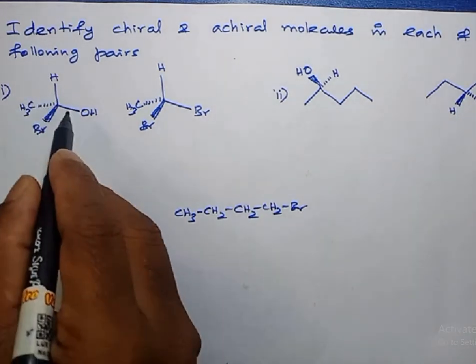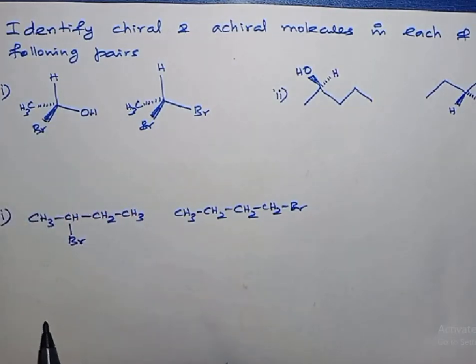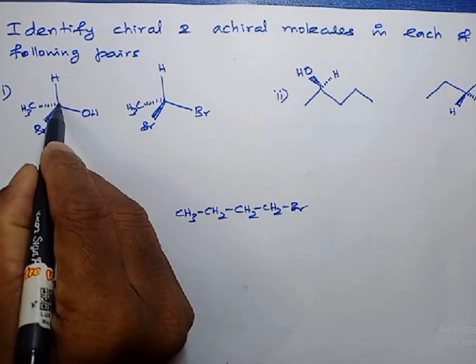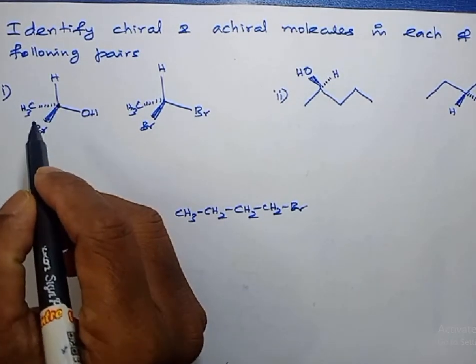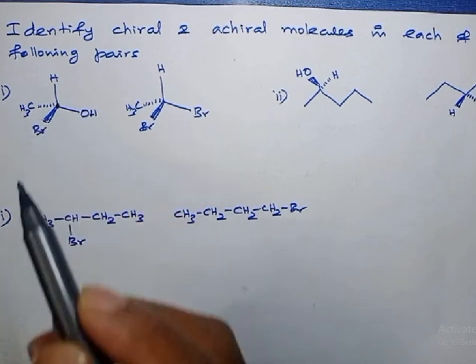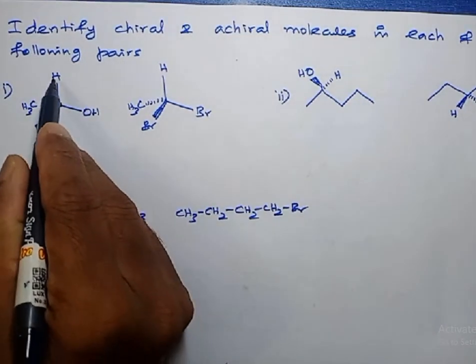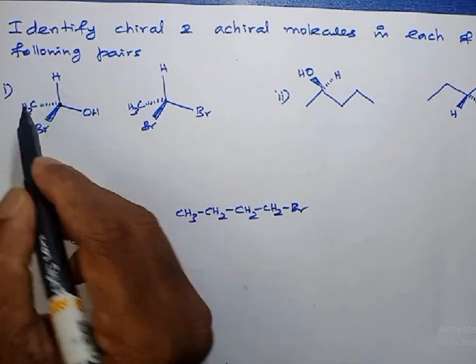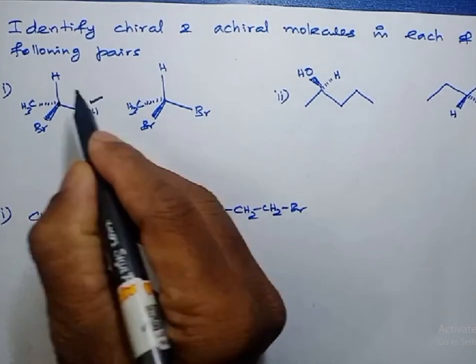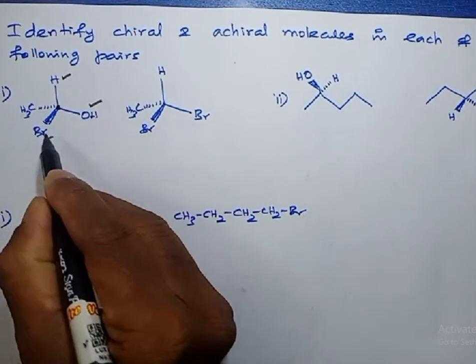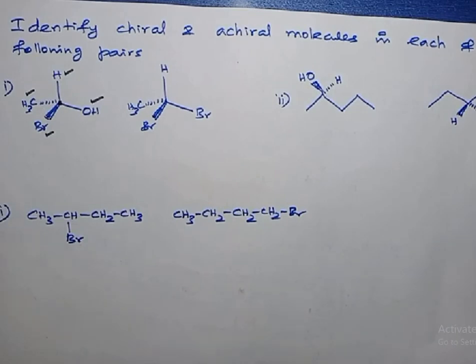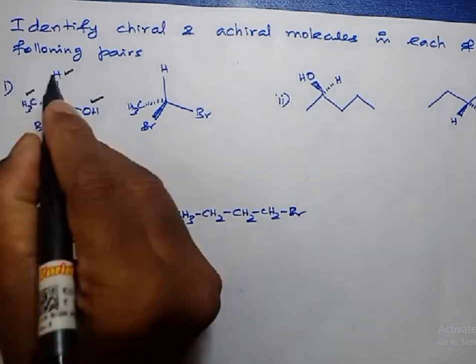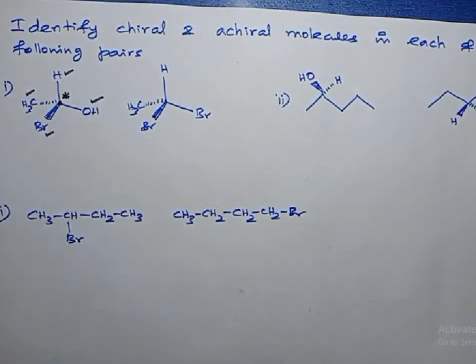This representation is called flying wedge representation. In this representation, this center is the carbon atom. That carbon is connected with four different groups, right? Here I have an OH group, here hydrogen, here bromine, here a methyl group. Therefore, this carbon is a chiral carbon.